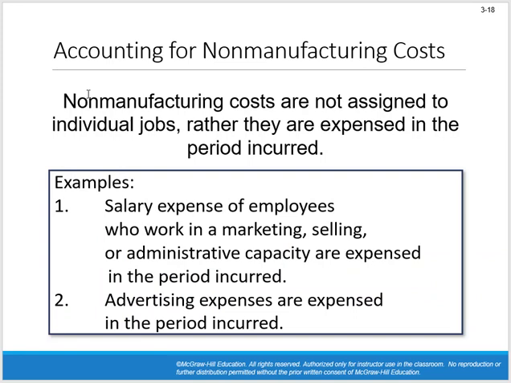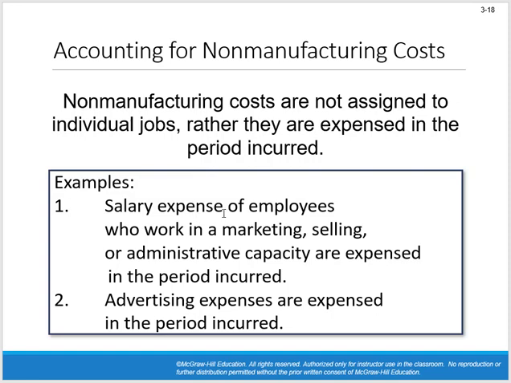Then we're going to deal with our non-manufacturing costs, and there are plenty of these in a company usually. Non-manufacturing costs are not assigned to individual jobs. Rather, they are expensed in the period incurred. They're period costs, so they're not going to go through product costs. They're not going to go into WIP on the balance sheet. They just get expensed.